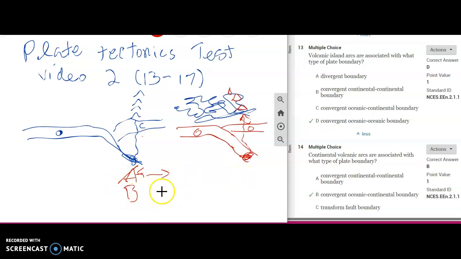B. Convergent, continental, continental. Continental, continental would be a mountain range, but not an island arc. C. Convergent, oceanic, continental boundary. That's what we drew the first time, right? And that was wrong. So continental, oceanic boundary would not make an island. So the answer would be D. Convergent, oceanic, oceanic boundary does make island arcs. So there you go. That's with 13. Let you process that while I clear this off.